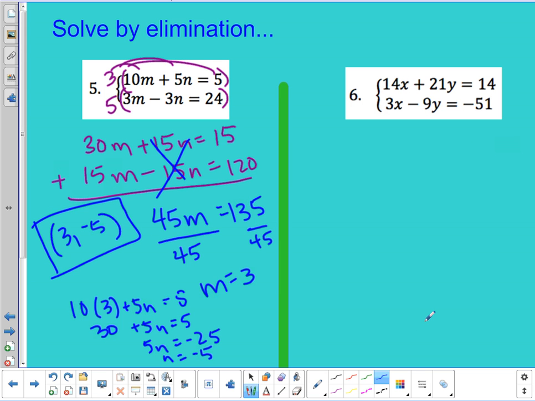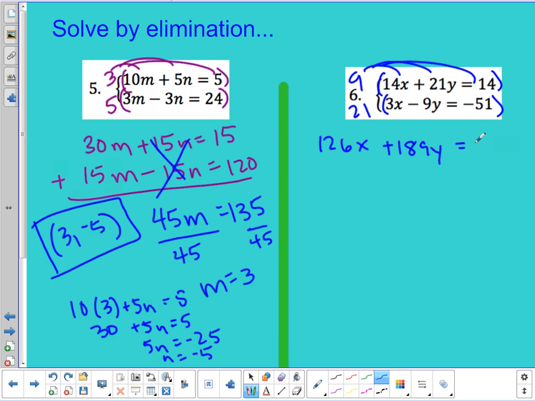One more time, in number 6, I have 14x plus 21y is 14, and 3x minus 9y is negative 51. I need to multiply both of these. I'm going to choose again to eliminate the y's because one's positive and one's negative. So I'm going to multiply this top one by 9 and the bottom equation by 21 because that's going to give me opposite coefficients. When I do that, distribute all the way through, I get 9 times 14 is 126x. 9 times 21 is 189y.